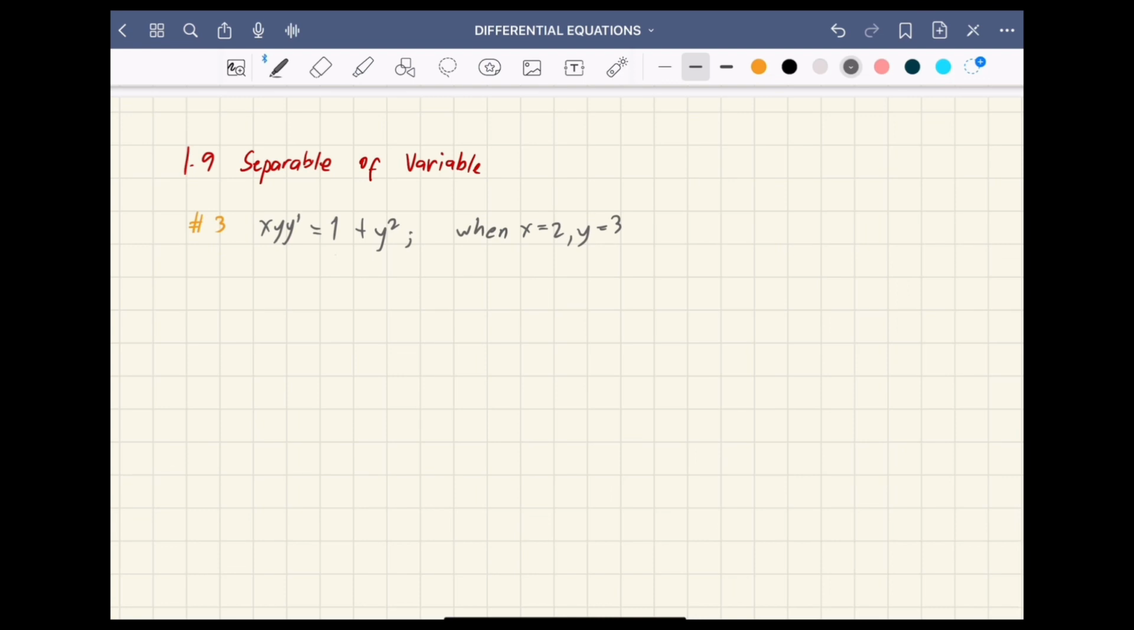So xy y prime equals 1 plus y squared. First, we have to multiply both sides by 1 over 1 plus y squared, so we come up with this equation: xy y prime over 1 plus y squared equals 1 over 1 plus y squared.